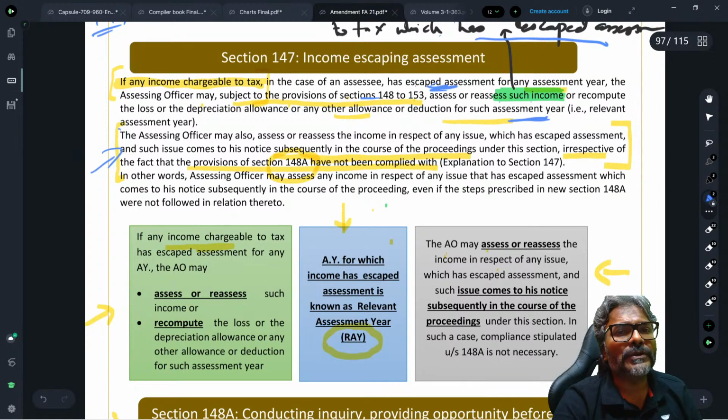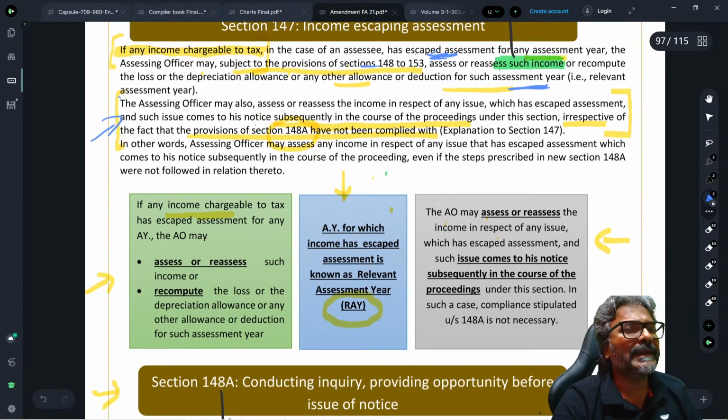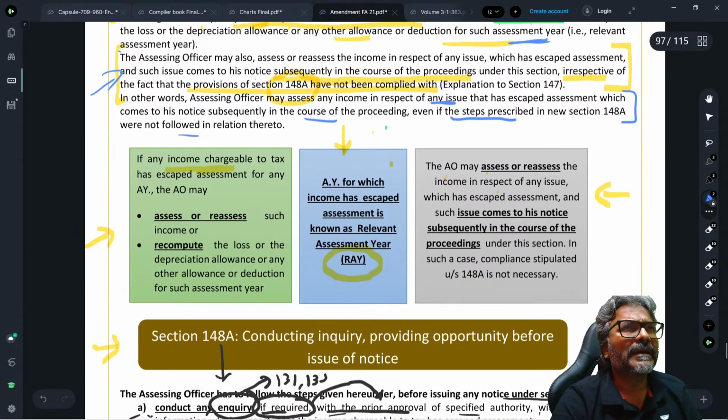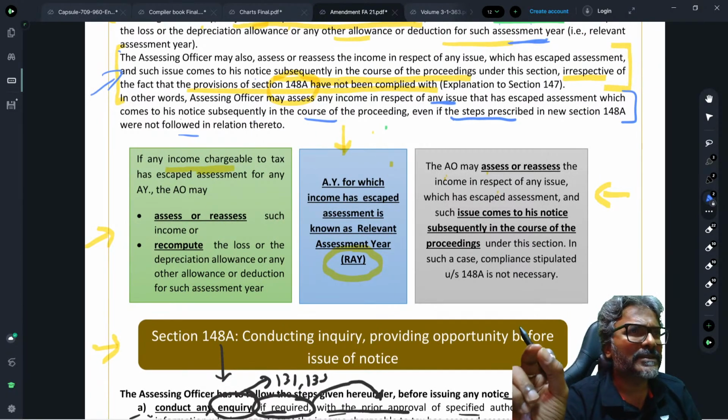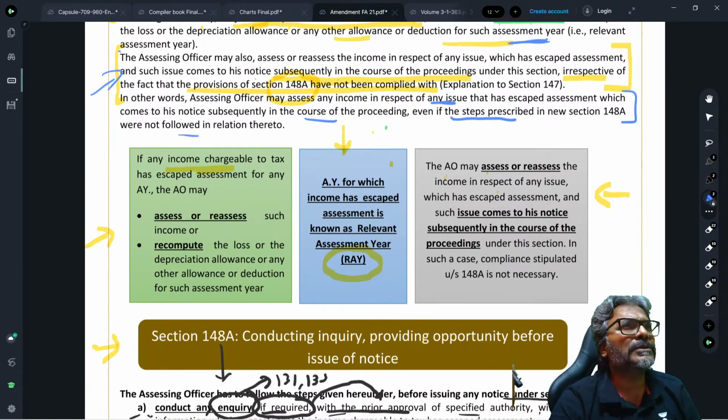So the AO may also assess or reassess the income in respect of any issue which has escaped the assessment, and such issue comes to his notice subsequently in the course of the proceedings. So even that can be assessed or reassessed. So this is the point. In other words, AO may assess any income in respect of any issue that has escaped the assessment, which comes to his notice subsequently in the course of the proceeding, even if the steps prescribed in section 148A are not followed. Obviously, for the original income which has triggered the reassessment, you need to follow the steps given in 148A.